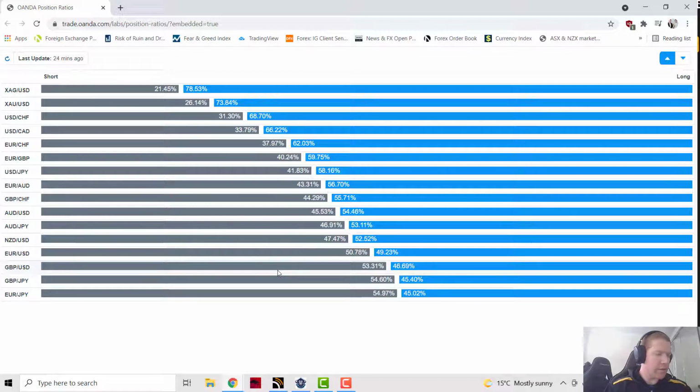The retail traders typically do lose. So normally if we see it above 70%, let's say 70% long and under 30% short, what that tells me is that typically there could be a counter trend move.